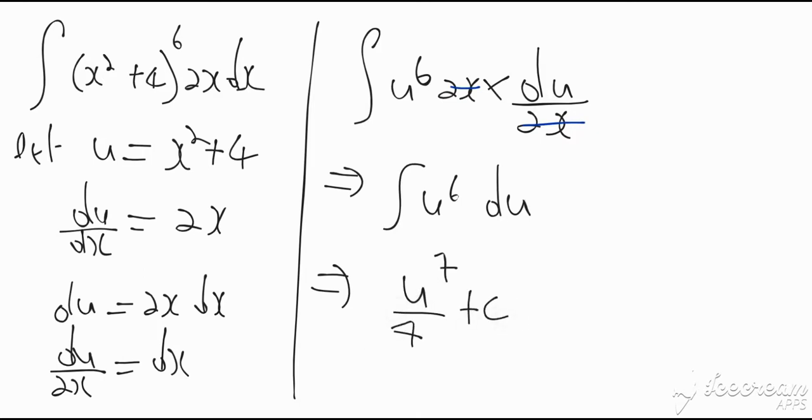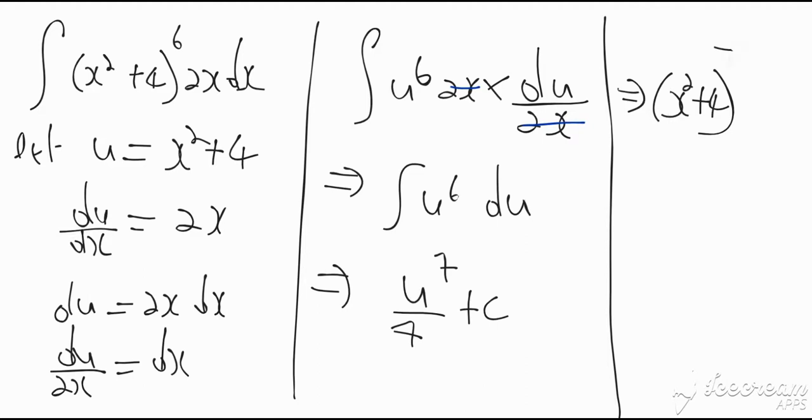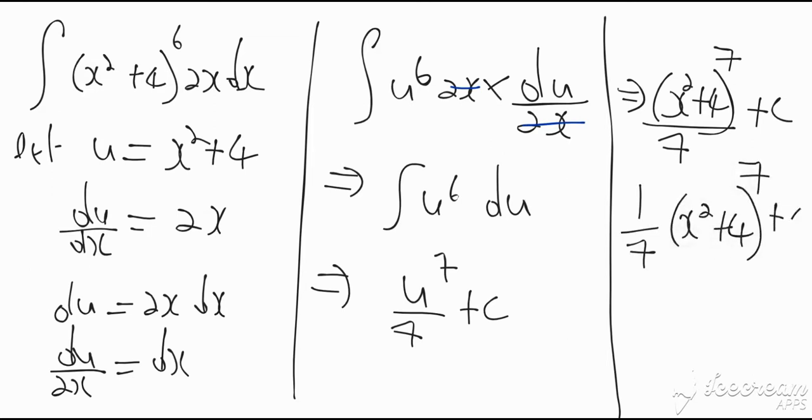We don't stop there because our job was to integrate with respect to x. So we can now recall that u was equal to x squared plus 4. So this would actually become, and we could write that as 1 over 7, right? Well, let me go first with x squared plus 4. So I'm going to have x squared plus 4 to the 7 over 7 plus c, or 1 over 7 times x squared plus 4 to the 7 plus c. And notice you get the very same answer.